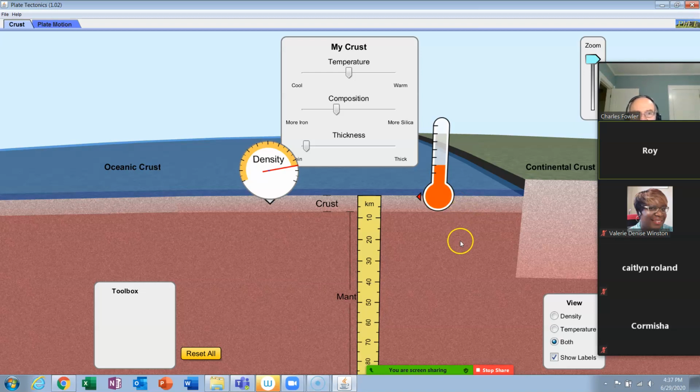Now, does it say now go to the zoom box? Or is there a question there? I think there is a question. Isn't there a question like what's the boundary between the crust and the mantle? Or is that coming up later?